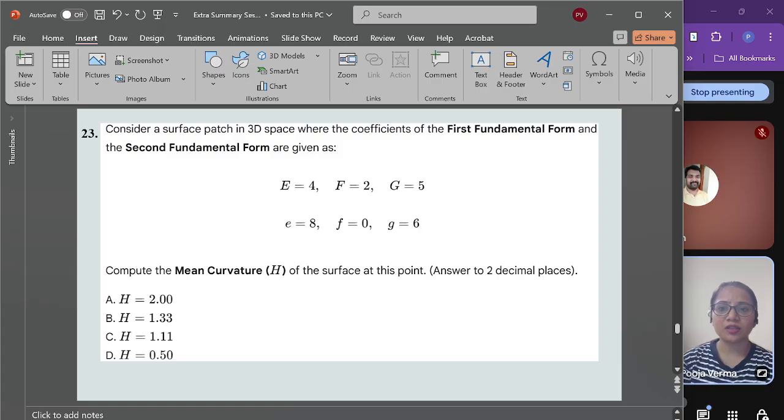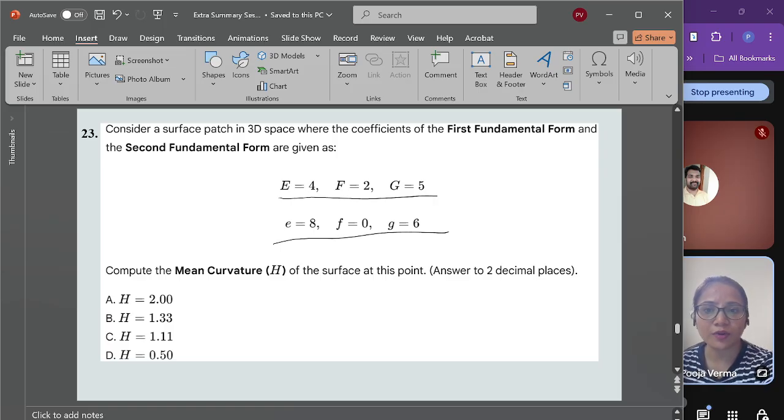Our next question is: consider a surface patch in 3D space where the coefficients of the first fundamental form and the second fundamental form are given. That is, the first fundamental form E, F, G, and this is our second fundamental form coefficient. Compute the mean curvature H of the surface at this point and answer to two decimal places.